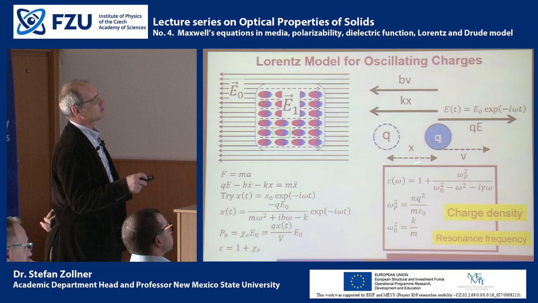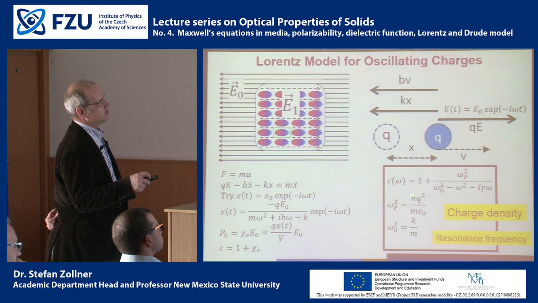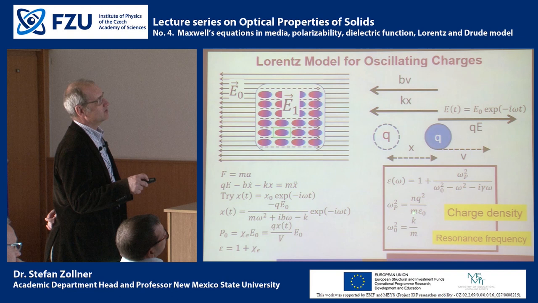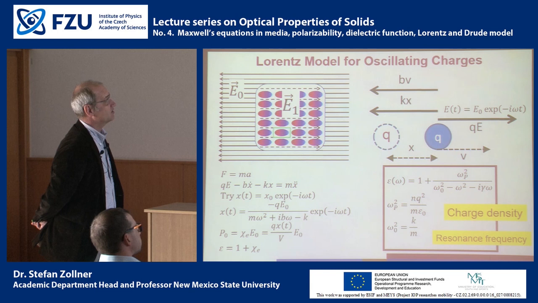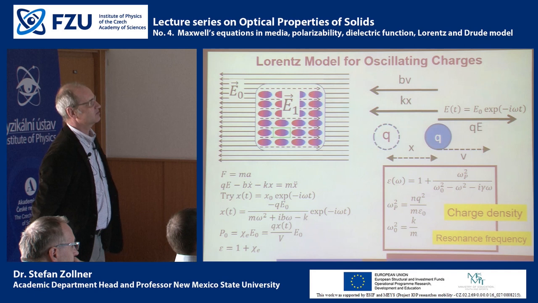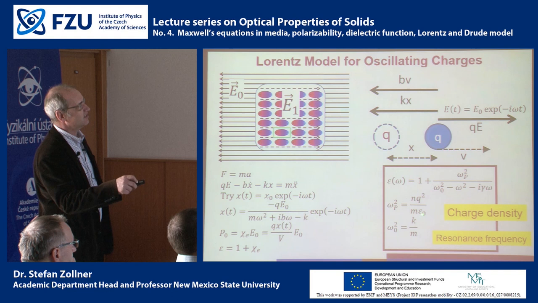So with this model, we get this expression for the dielectric function of a charge. And there are three parameters in this equation. The first is omega plasma squared. There's this N, which is the charge density, times the square of the charge, divided by the mass of the charge, and divided by the permittivity of vacuum. This fraction together, we call omega plasma squared. I'm sorry, we call that the plasma frequency. The plasma frequency is related to the charge density, to the magnitude of the charge, which is the electronic charge, and most importantly, it is related to the mass.